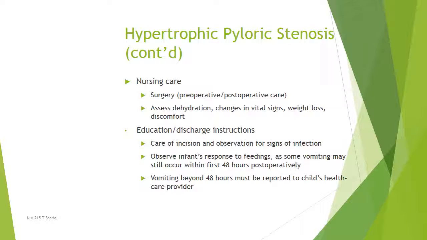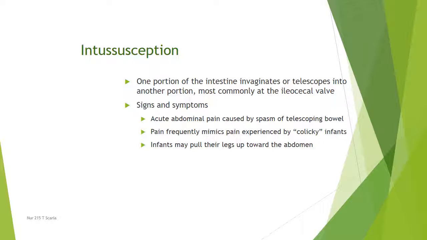The management of hypertrophic pyloric stenosis is by surgery. So the nursing care involves preoperative and postoperative care, assessing dehydration, changes in vital signs, weight loss, and discomfort. Education and discharge instructions include care of the incision and observation for signs of infection, and observing the infant's response to feedings, as some vomiting may still occur within the first 48 hours postoperatively. Vomiting beyond 48 hours must be reported to the child's healthcare provider. The next topic we will discuss is intussusception.